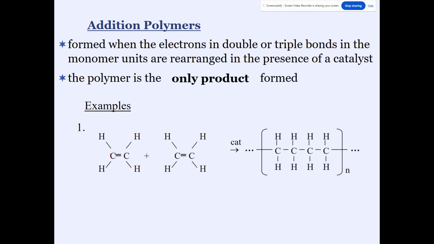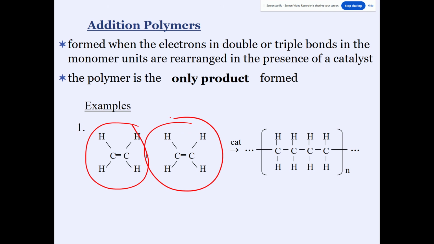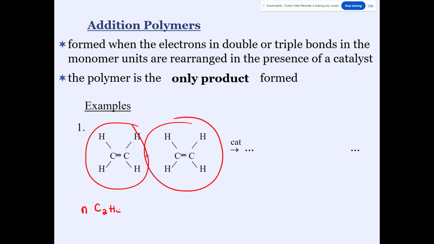You are always going to have two monomers that you add together. They can be the same, they can be different. In addition polymers, they're usually the same. So you might just see the reaction written as nC2H4, n meaning multiples of these. You're going to just show how two of them bond, because remember, there's an infinite number of them bonding. You're just going to show how two of them bond to each other.